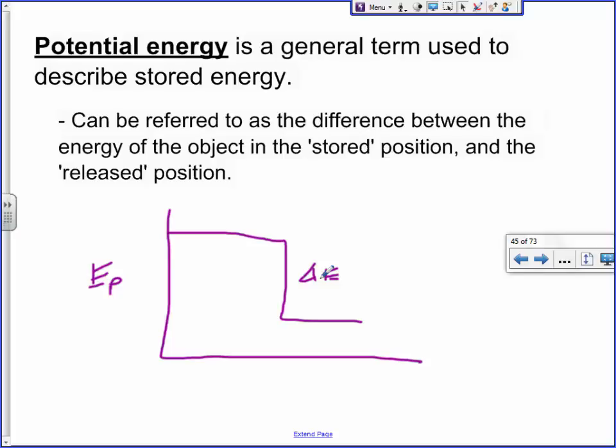Am I currently doing work once the slingshot is pulled all the way back? I had previously done work. In order to pull it back, I applied a force over a distance. But as I'm holding the slingshot right here, I'm not actually doing work anymore, right? I did the work to get it there, but now I'm just holding it, right? There's no more distance being applied. That potential energy is just waiting there, right?